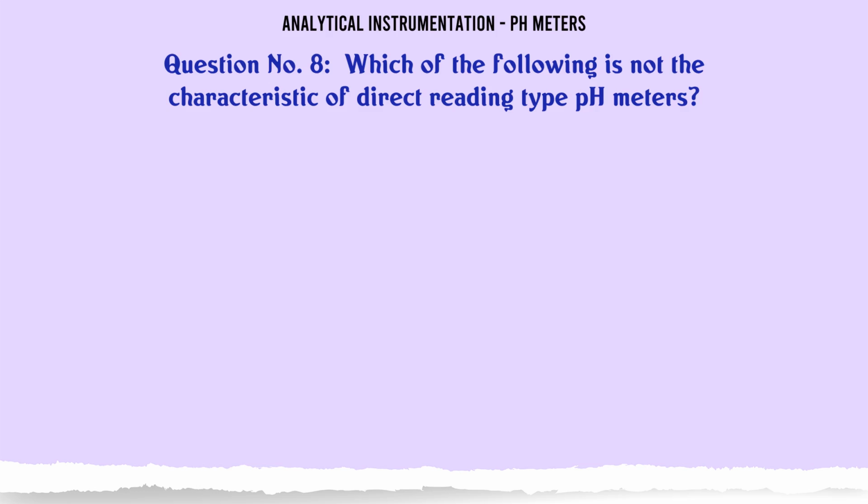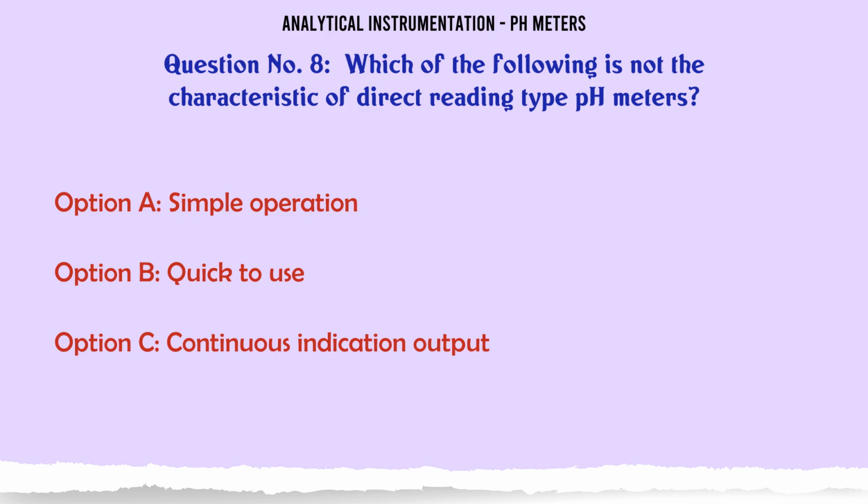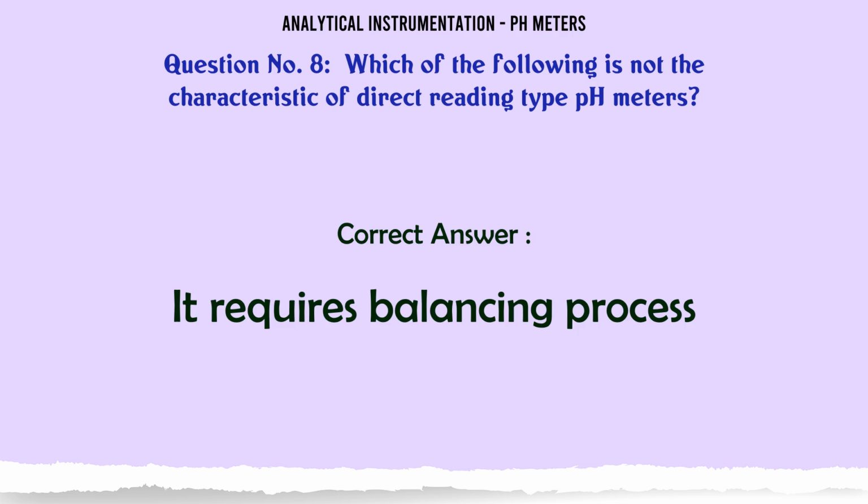Which of the following is not the characteristic of direct reading type pH meters? A. Simple operation. B. Quick to use. C. Continuous indication output. D. It requires balancing process. The correct answer is it requires balancing process.